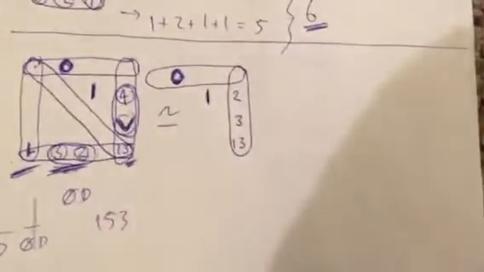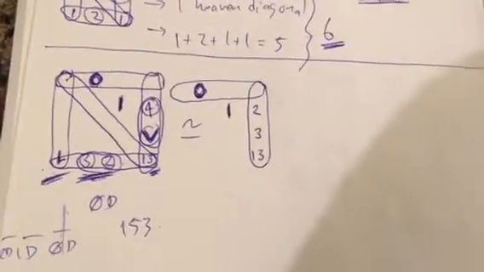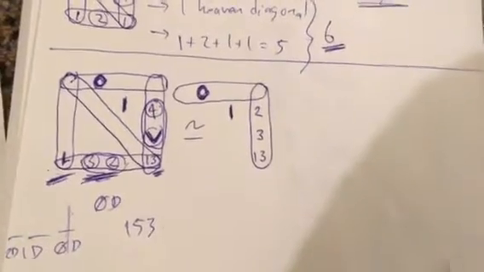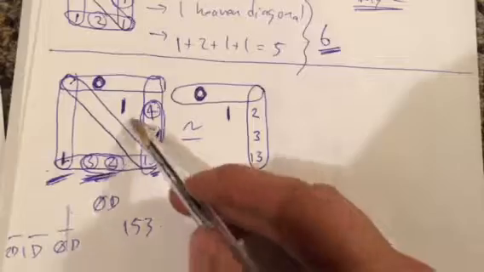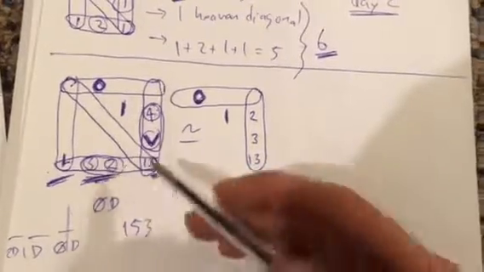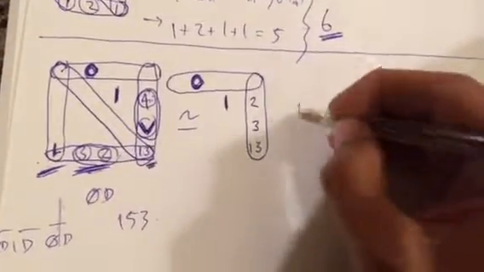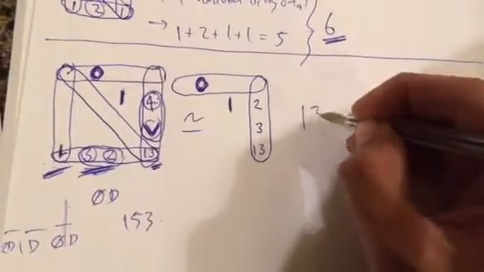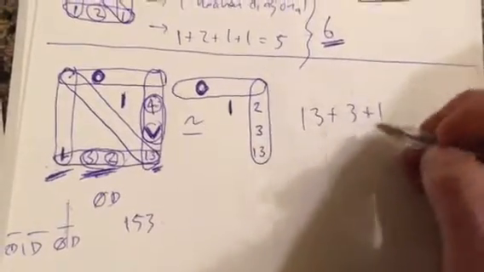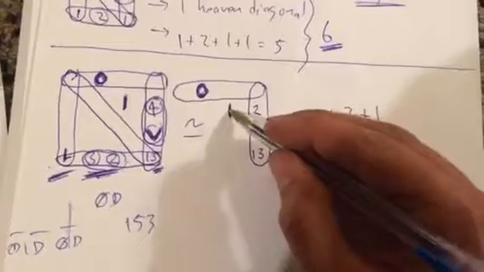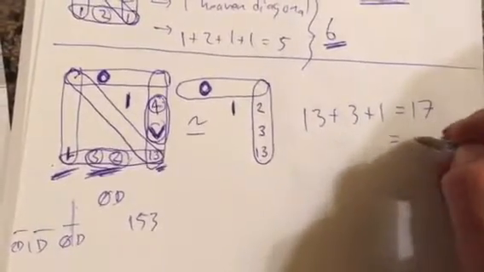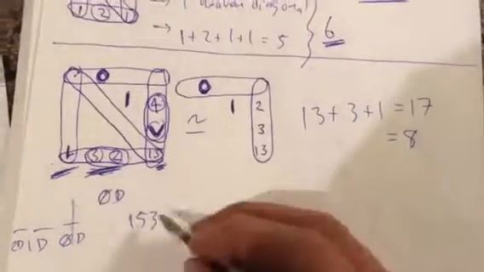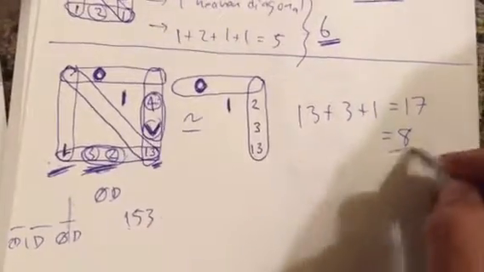Okay, so this is important because we have to follow the flow of energy. Now, energy does not go to the 2. It goes on the stairway to heaven and then down, backwards. So, that means we're going to have a 13 plus a 3 plus a 1, right? Which is equal to 17, which is equal to 8. 1, 5, 3, 8.